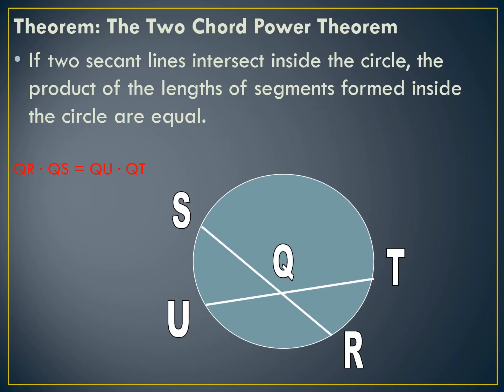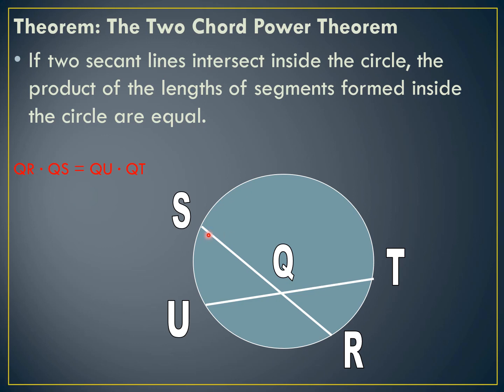theorem. Now, let's have the third power theorem, that is the two-chord power theorem. So, from the word two-chord, ibig sabihin, meron tayong dalawang chord na mag-i-intersect inside the circle naman. So, unlike dun sa kaninang dalawang power theorem, outside the circle nag-intersect. This time, inside the circle. So, sabi sa theorem, if 2 secant lines intersect inside the circle, the product of the lengths of segments formed inside the circle are equal.